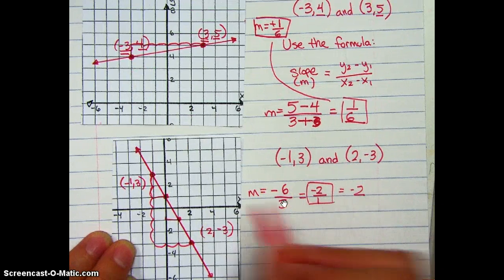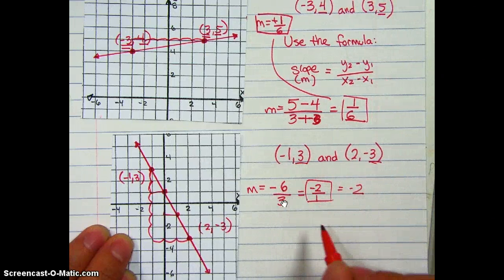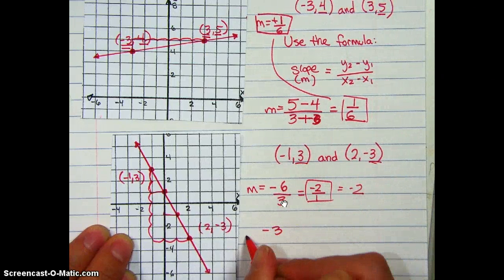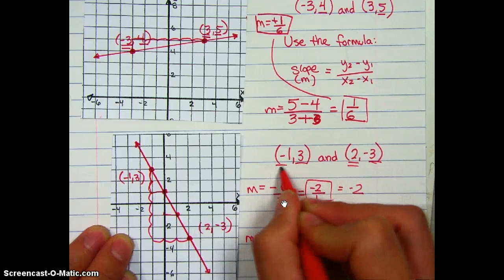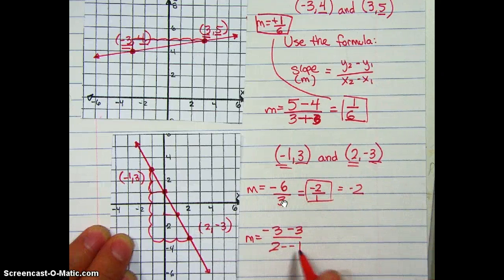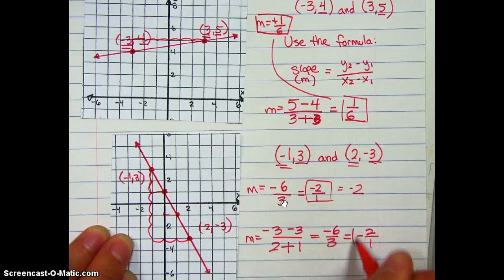Let's see if I would come up with the same using the formula. Okay, I'm going to take my y values and subtract them. So I'll start with negative 3. Slope is equal to negative 3 minus 3, and then 2 minus a negative 1. So minus a negative turns into positive. I get negative 6 up top and 3 on the bottom, which reduces to negative 2 over 1.